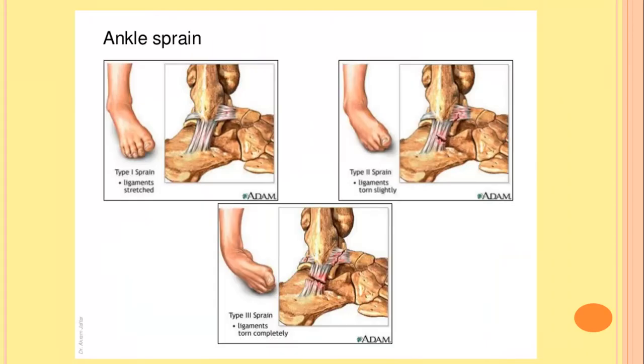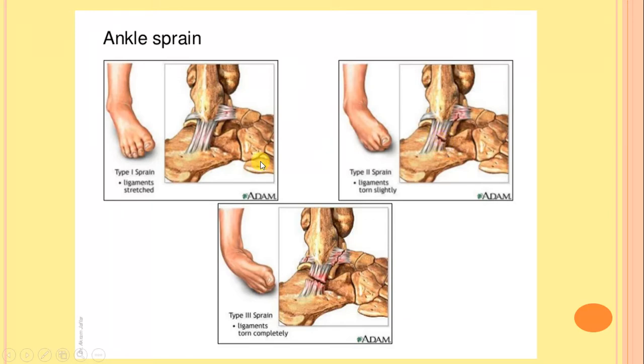Now we are going to see some common injuries. Here is shown the very common ankle sprain. And here we can see the lateral fibulocalcaneal ligament, the lateral ligament of the ankle joint, and here is the injury, the sprain.